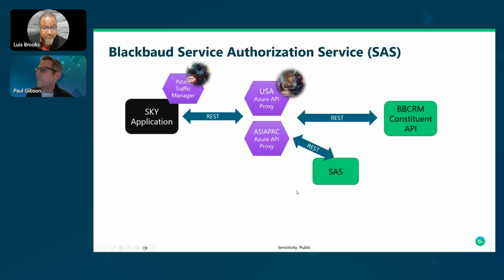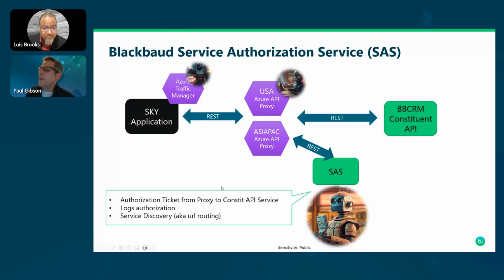So here's how this shows up. When a call comes in from a Sky application, DNS will choose which proxy it goes to. It'll go to the proxy. And then the proxy can't just call the underlying endpoint directly in the native system. The proxy must first obtain a ticket from the Service Authorization Service. What the Service Authorization Service will do is issue a ticket and log it, and the Service Authorization Service also has some information that's going to help with routing.